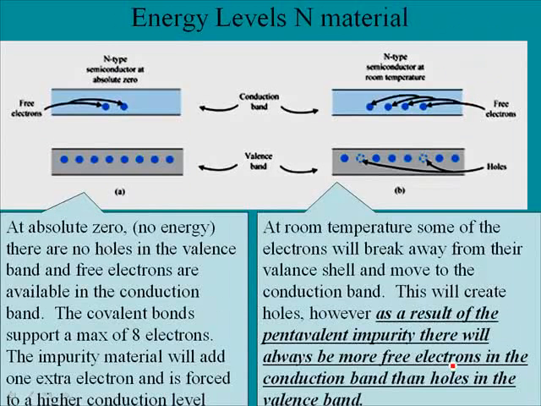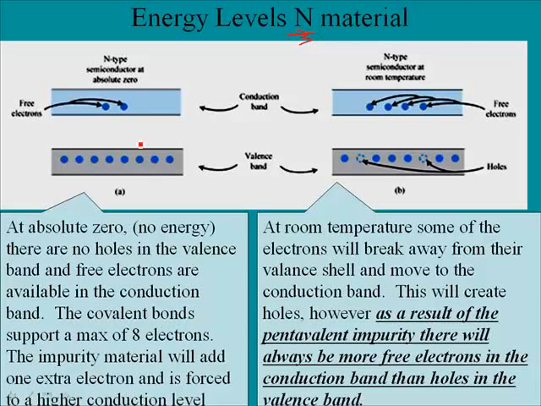Okay, energy level in N materials. Now here we're just looking at the same thing again, only we're considering N material at this point. At absolute 0, okay, no energy. There are no holes in the valence band. Notice there's no holes in the valence band, and free electrons are available in the conduction band. The covalent bonds support a max of 8 electrons. The impurity material will add 1 extra electron and is forced to a higher conduction level.